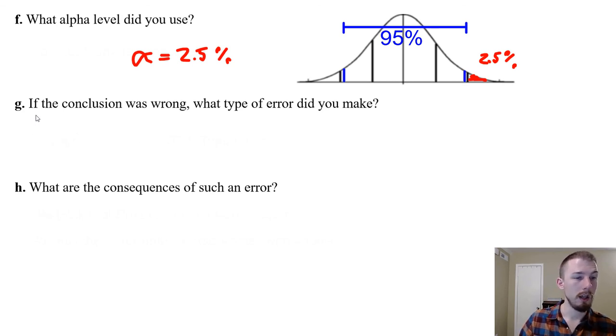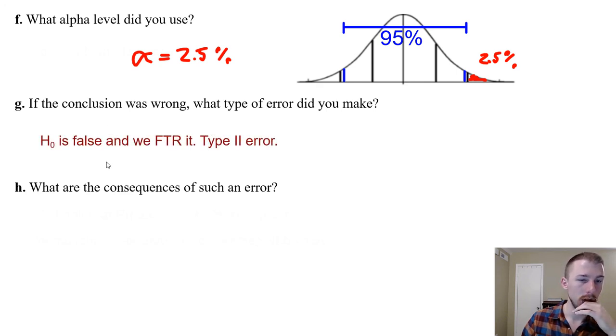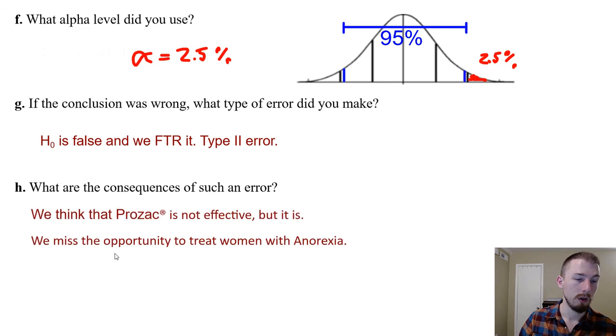All right, if the conclusion is wrong, what type of error did we make? Well, we failed to reject it when we should have, so that would have been a false negative, a type 2 error. What are the consequences of such an error? Well, that would mean that we missed out on the opportunity to offer to the world a viable treatment for anorexia nervosa. So we think Prozac was not effective, but it actually was. So we missed the opportunity to treat women with anorexia nervosa.